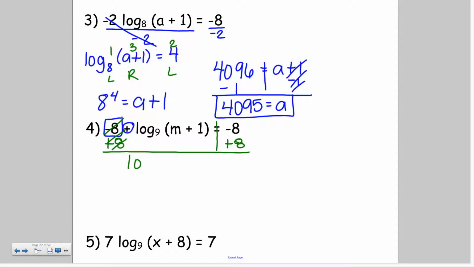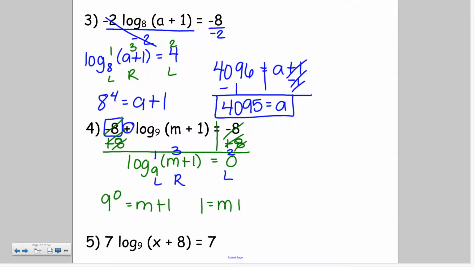That leaves me with log base 9 of m plus 1 is equal to -8 plus 8, and that is 0. All right. Left, right, left, or 1, 3, 2. So we have 9 to the 0 is equal to m plus 1. All right. 9 raised to the 0 power, remember, is 1. So we're going to be left with 1 is equal to m plus 1.